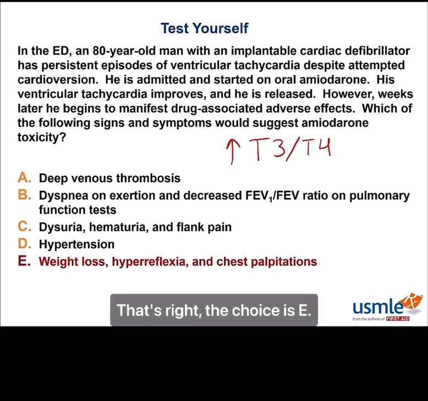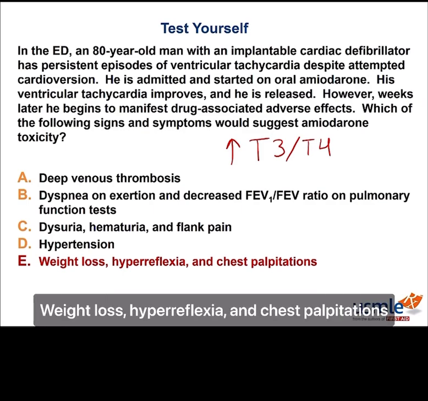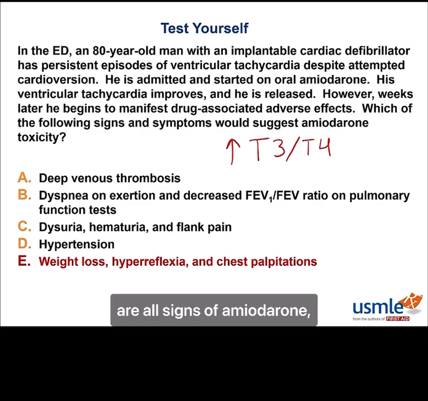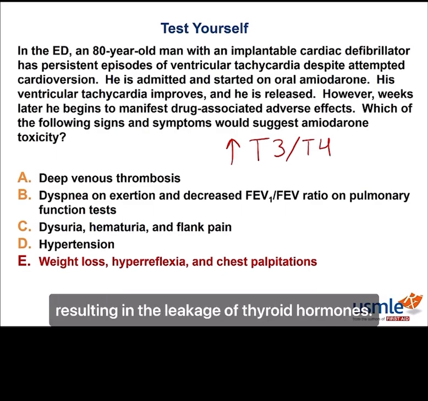That's right, the choice is E. E describes hyperthyroidism. Weight loss, hyperreflexia, and chest palpitations are all signs of amiodarone causing damage to the thyroid, resulting in leakage of thyroid hormones. Well, what about these other answer choices?